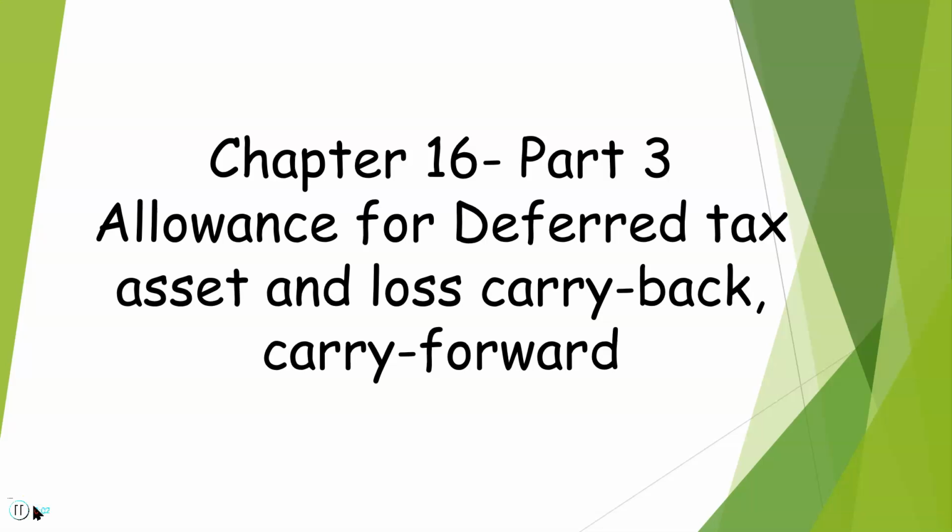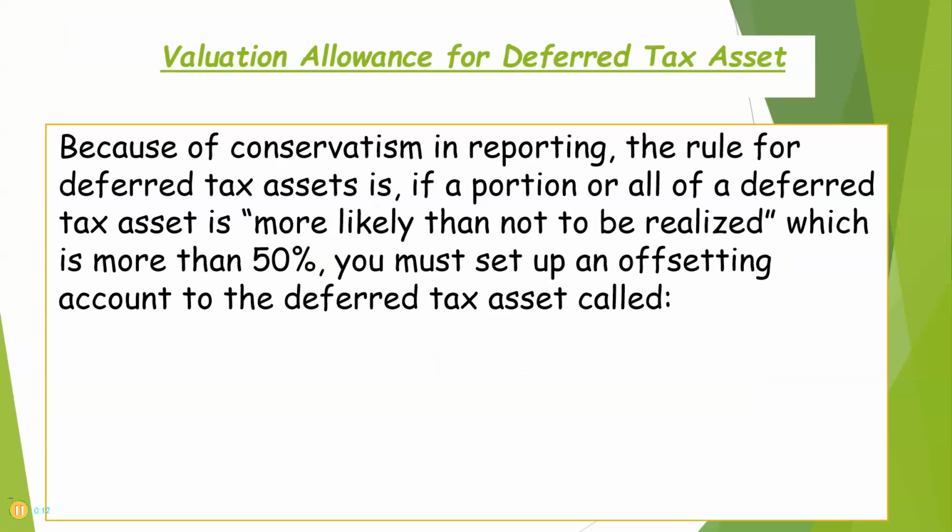Chapter 16, Part 3, Allowance for Deferred Tax Asset and Loss Carryback, although we can't do that anymore, we're going to go over it, and carry forward. Now, because of conservatism in reporting, the rule for deferred tax assets is, if a portion or all of a deferred tax asset is more likely than not to be realized, which is more than 50%, you must set up an offsetting account to the deferred tax asset.